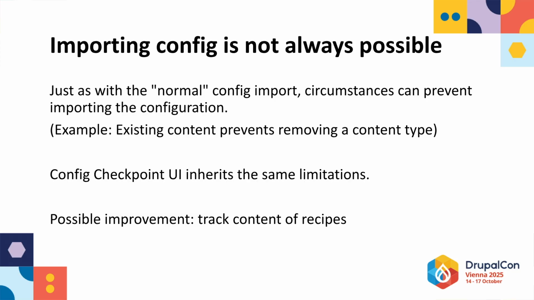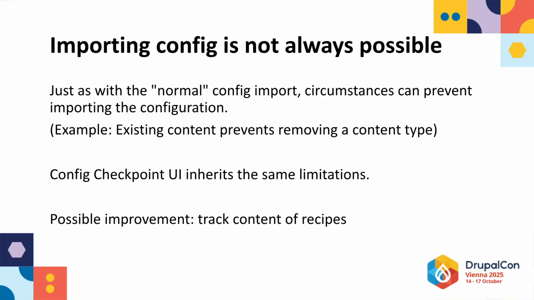So if you're developing a site and the client says, we don't need this content type anymore, you can't just remove that content type. You have to remove first all the content in an update hook, so that the configuration change that removes the content type can be imported. And since it's exactly the same system, it inherits all of the same limitations as well.